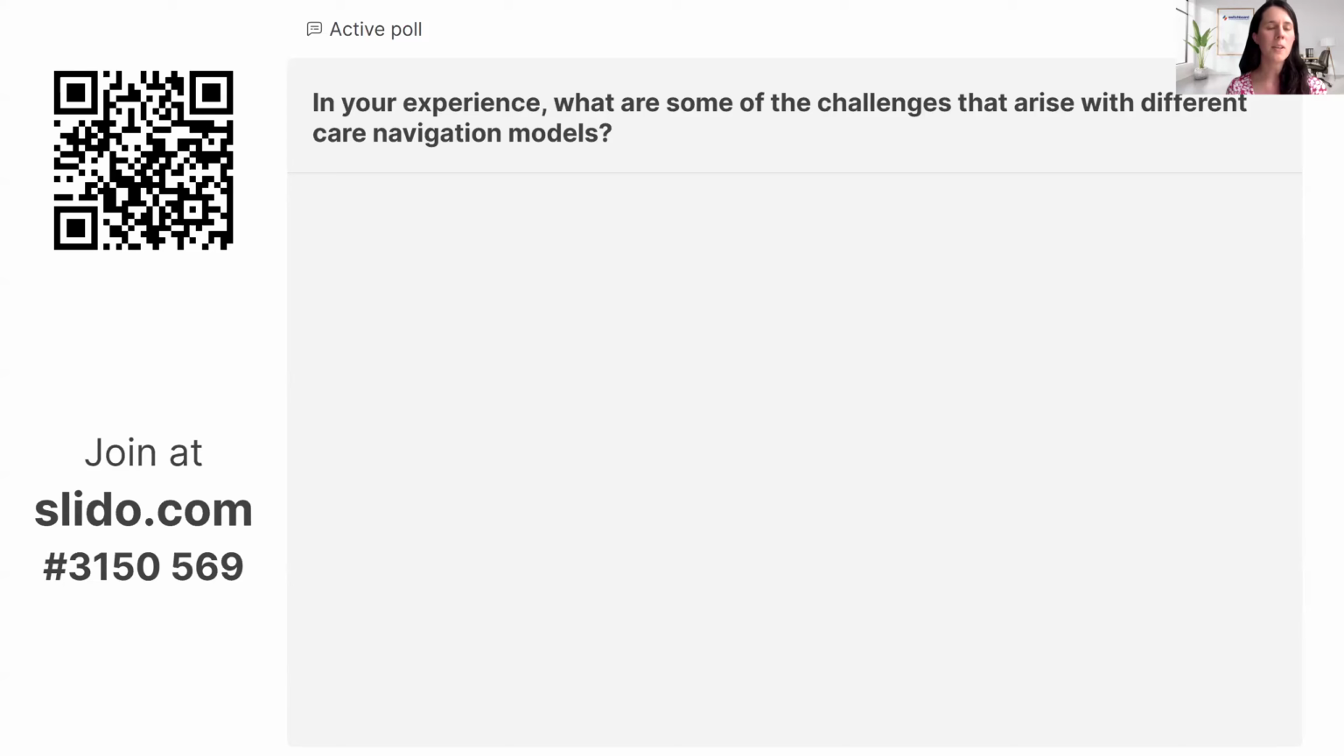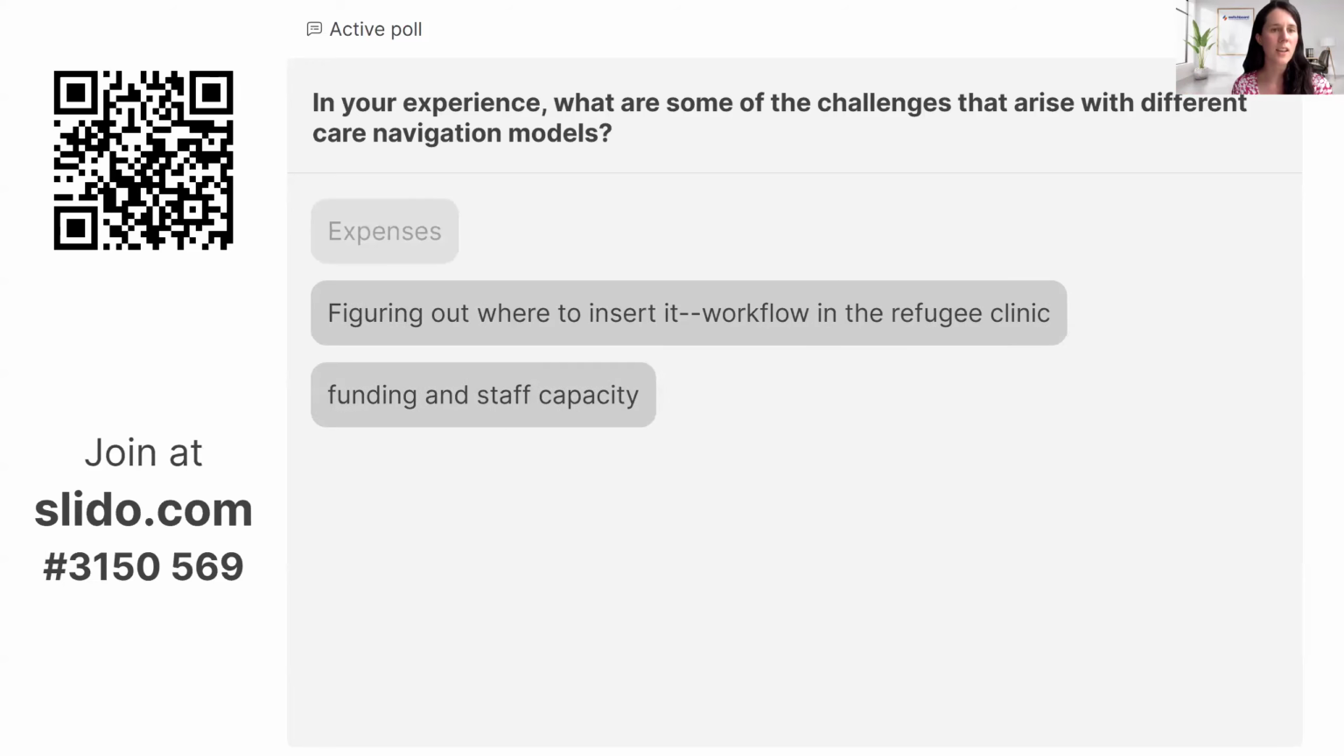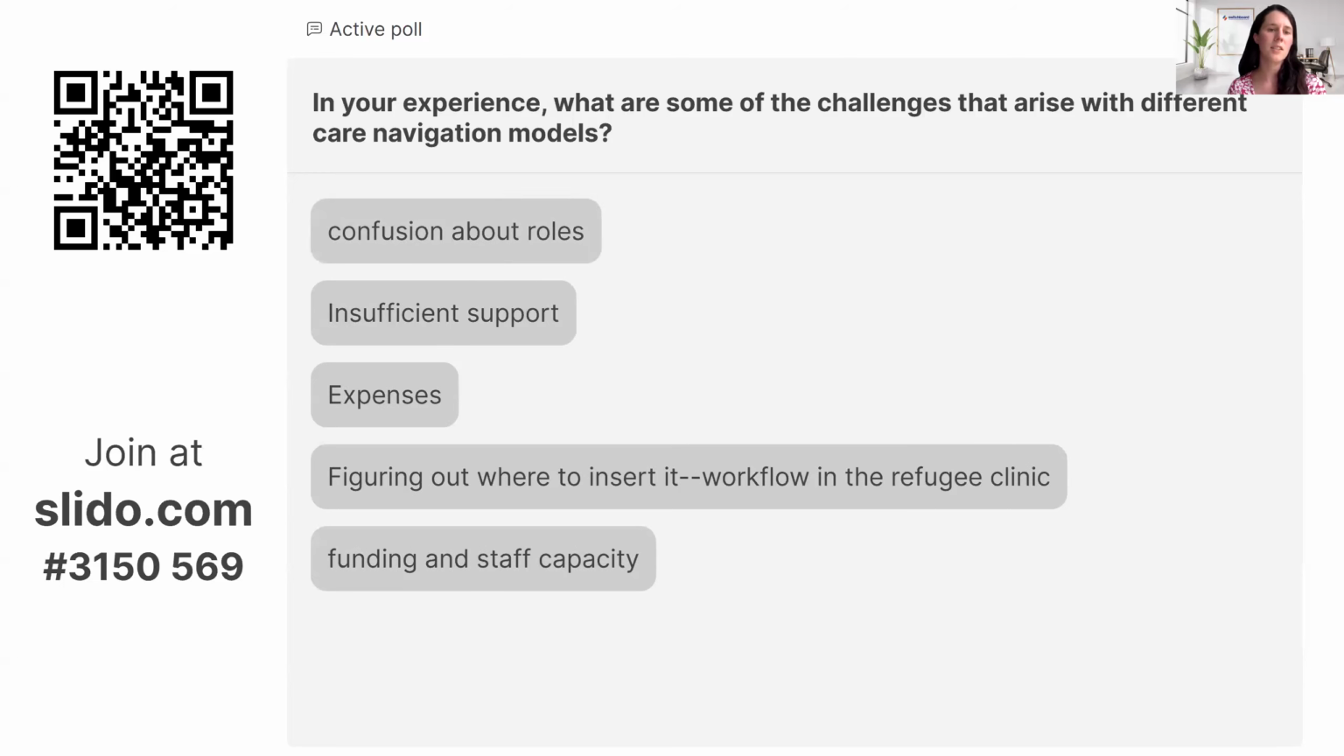So you might know this from experience because you have your own healthcare navigation model, or maybe you were listening to Adrien and Charmaine and Tavia talk about their models and how you would want to implement it in your scenarios, but maybe there are some challenges you were already thinking of. So just let us know, what are some of the challenges you could foresee?